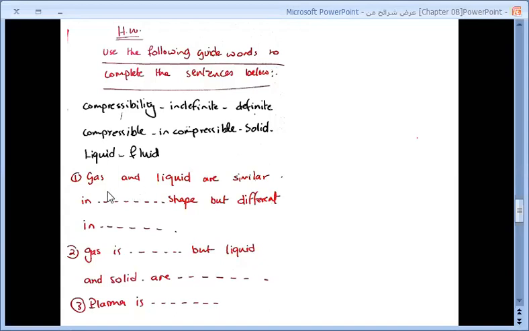Okay. Question number one says, you can use your pen to write answers in front of you. Number one, a gas and a liquid are similar in what shape, but different in what shape? Hamza, do you want to answer? Go ahead, Hamza.